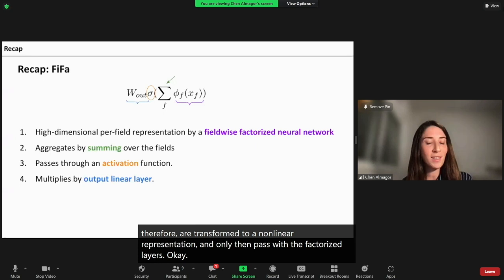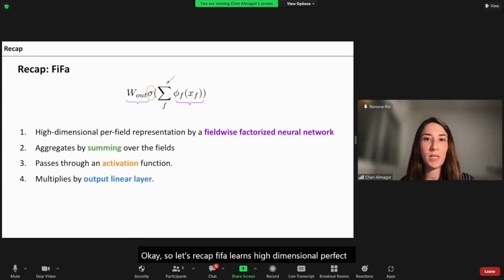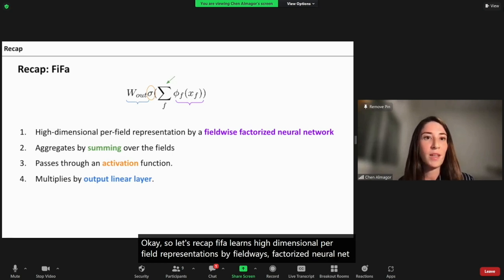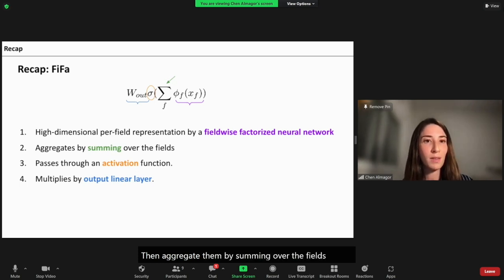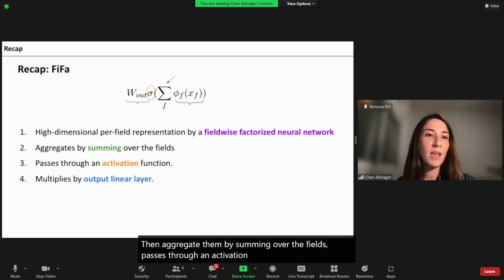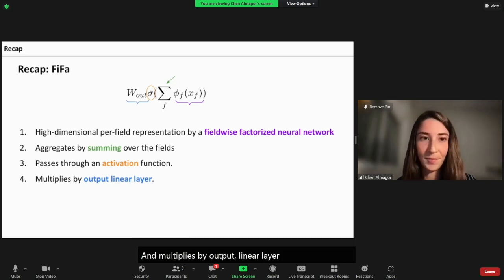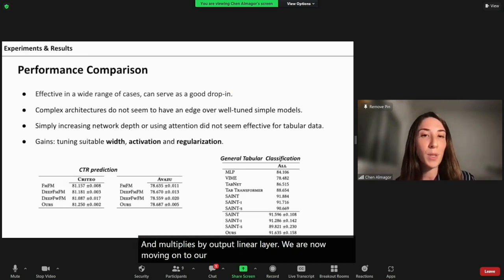Okay, so let's recap. FIFA learns high-dimensional per-field representations by field-wise factorized neural networks, then aggregates them by summing over the fields, passes through an activation function, and multiplies by output linear layer. We are now moving on to our empirical part.